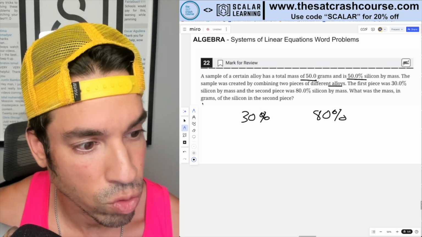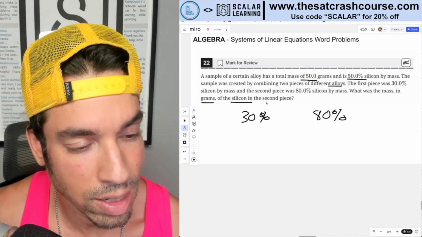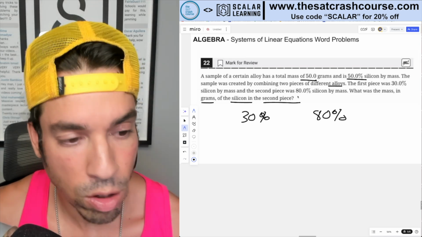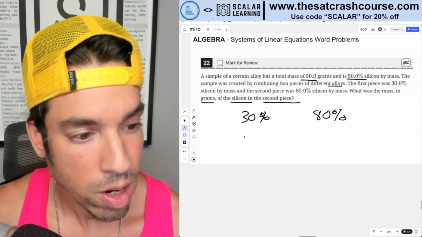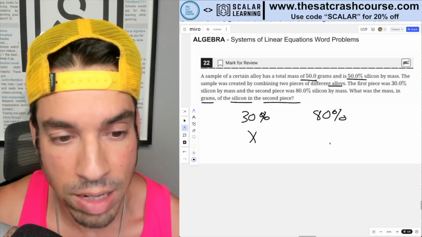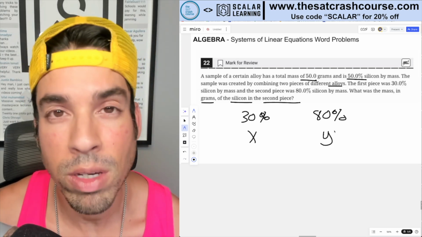What was the mass in grams of the silicon in the second piece? So we're going to come back to what that's getting to in a second. But here's the deal. I need a representation of the total mass of the 30% alloy, which I'll call X, and of the total mass of the 80% alloy, which I'll call Y. Now we can make a great equation.